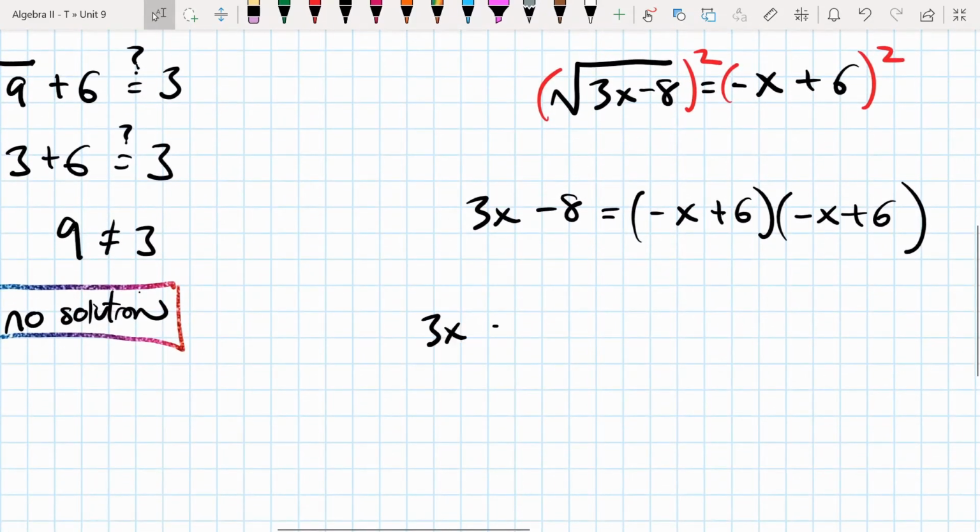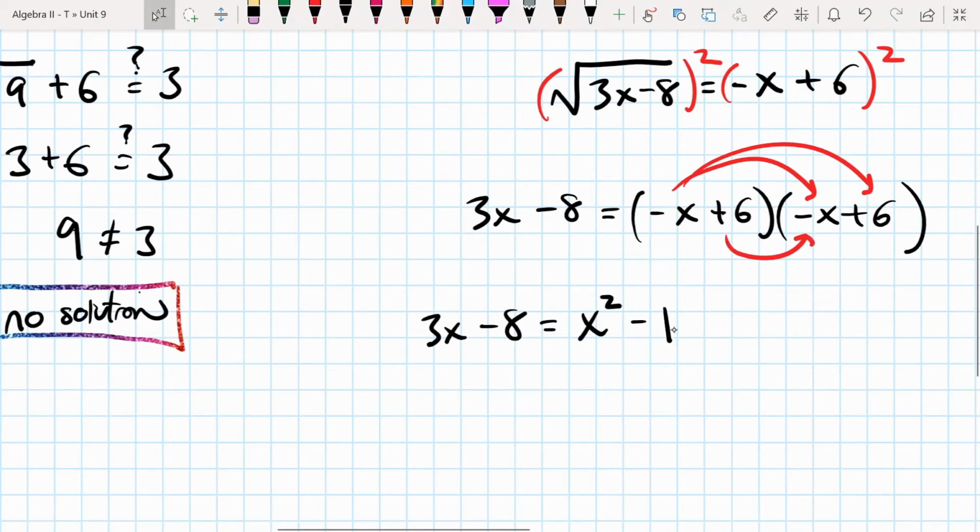So the left-hand side is going to stay the same. Now let's FOIL the right-hand side. This becomes positive x squared minus x times 6. So this is minus 6x minus another 6x. Well, that's minus 12x. And then lastly, plus 36.